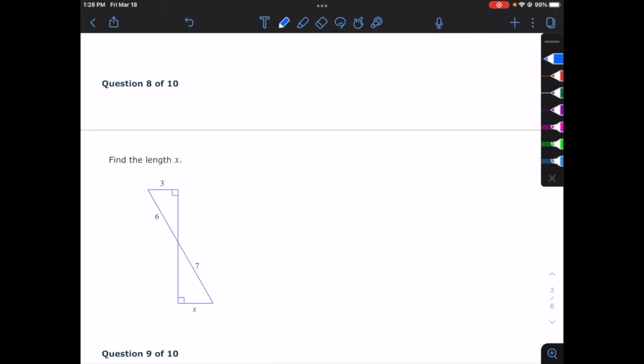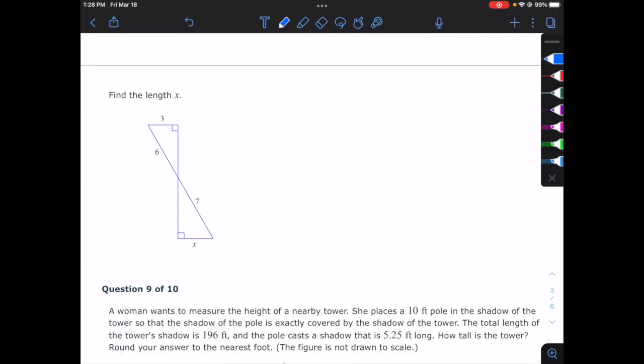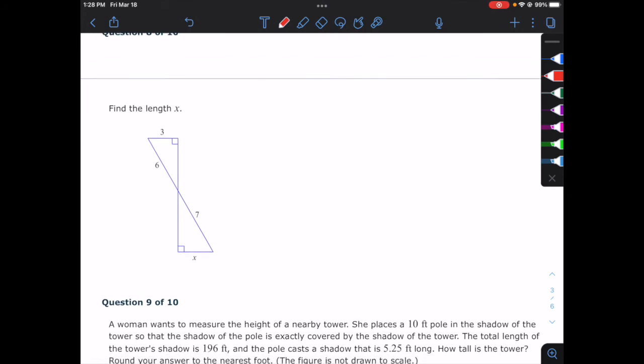Terrific. All right, next we have a more tricky example of similar triangles. They didn't even necessarily say in the directions that they are similar. So there are a variety of rules that tell us when triangles are similar.